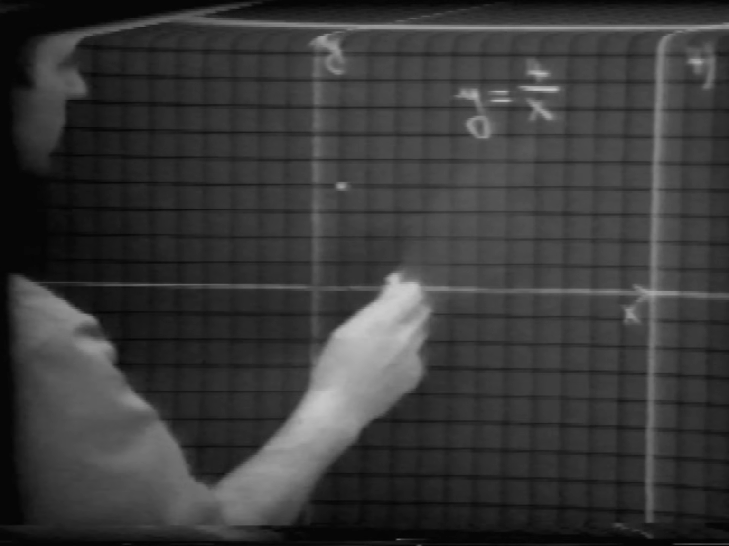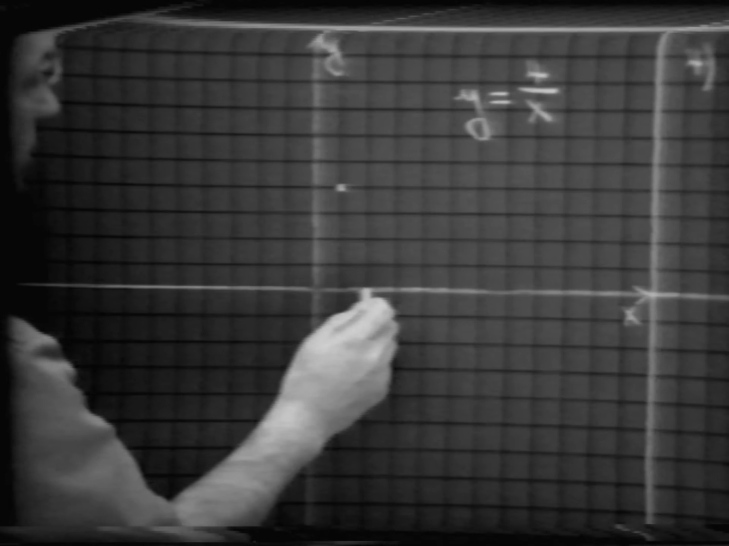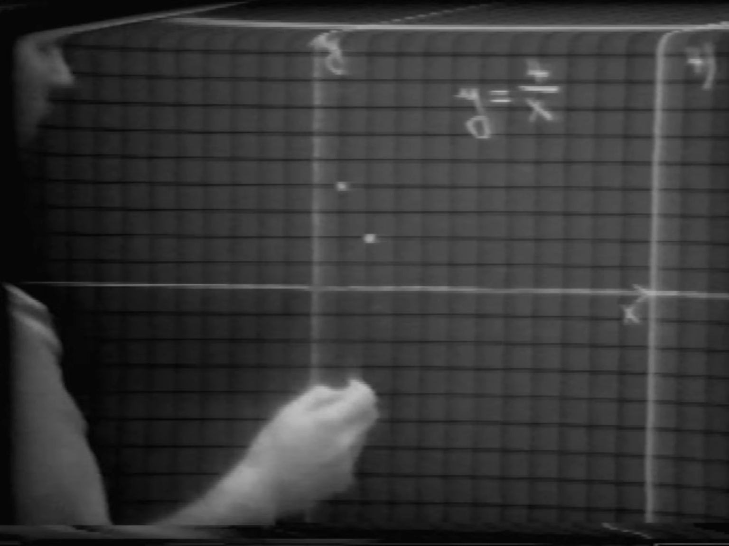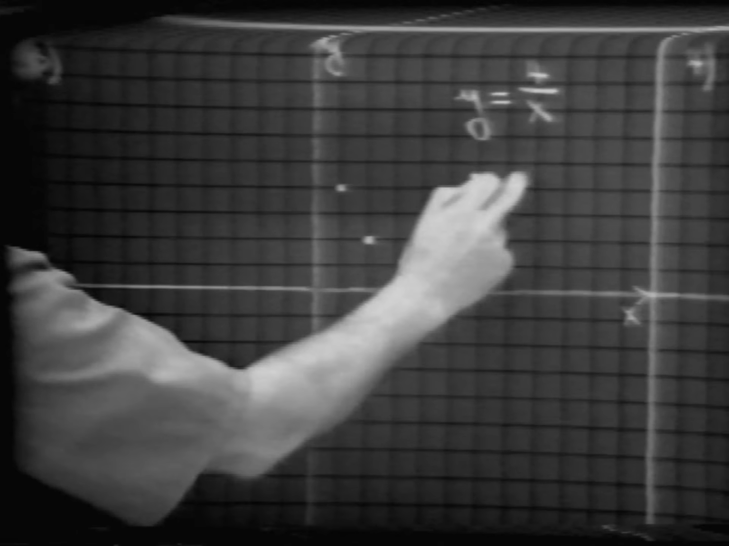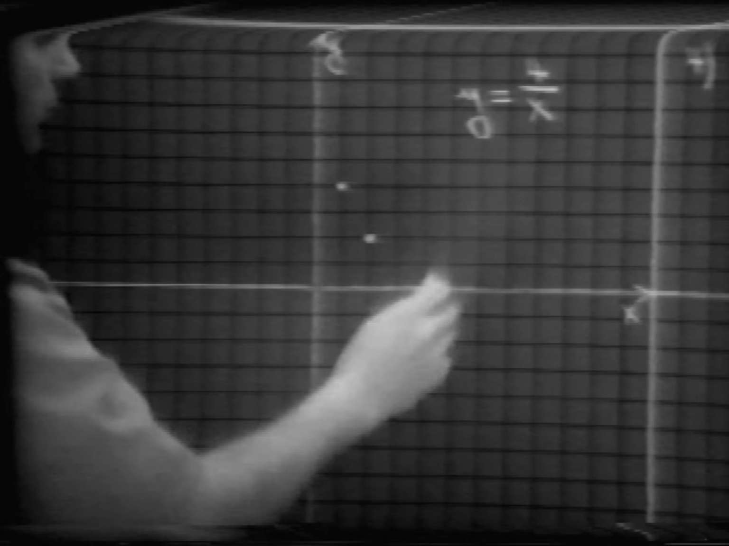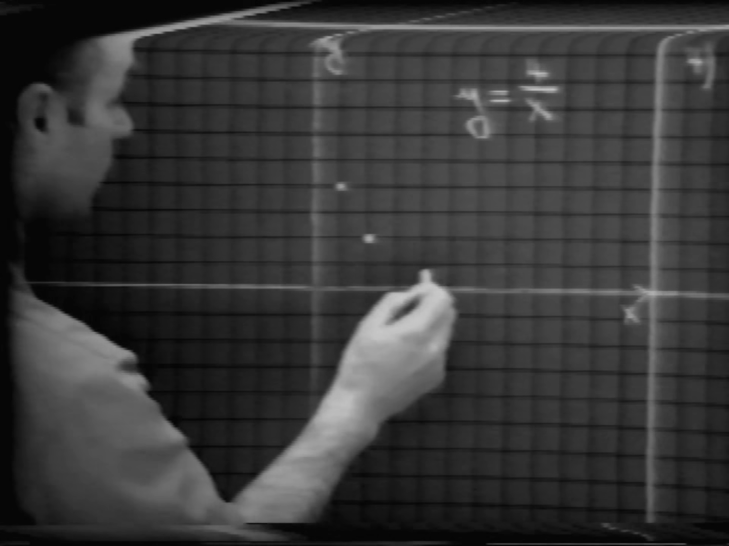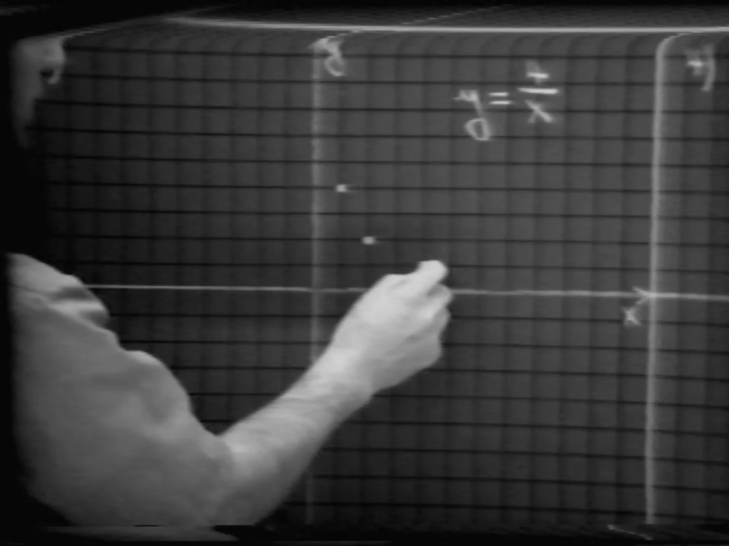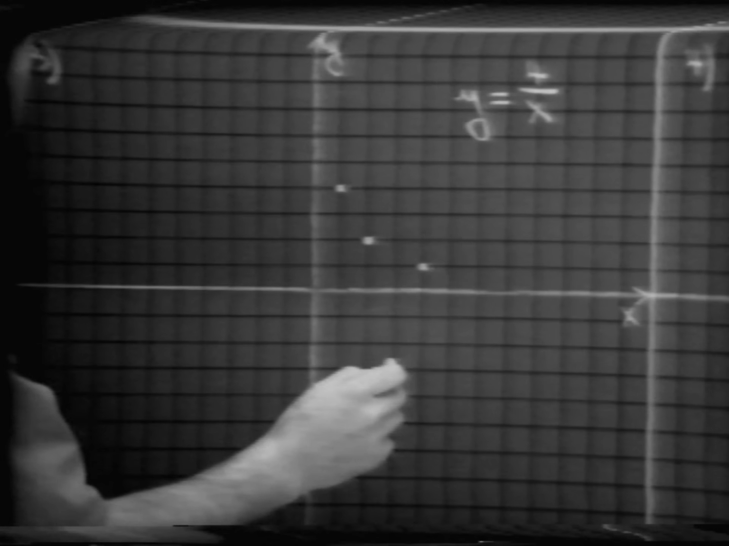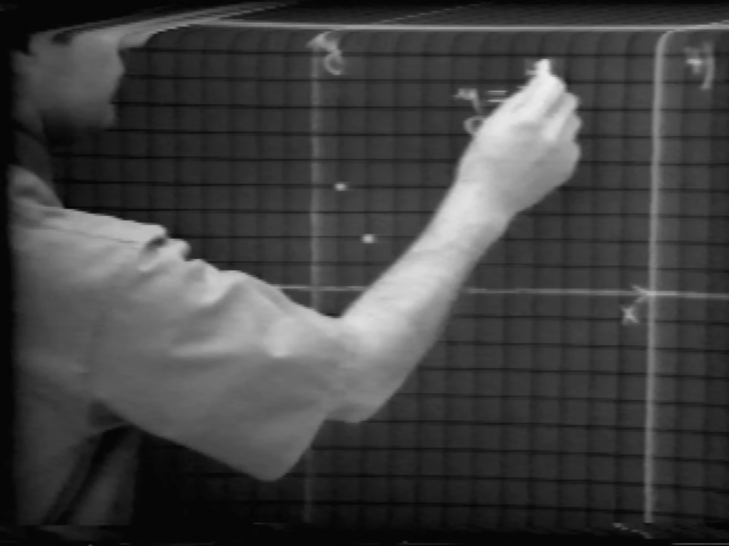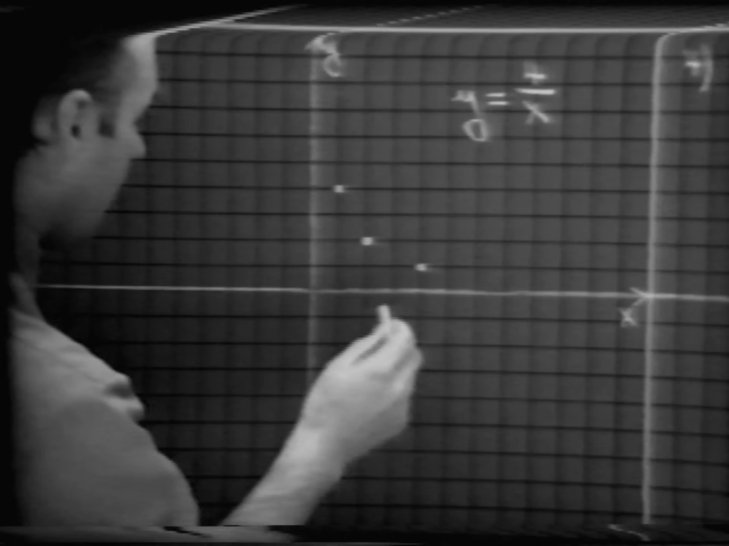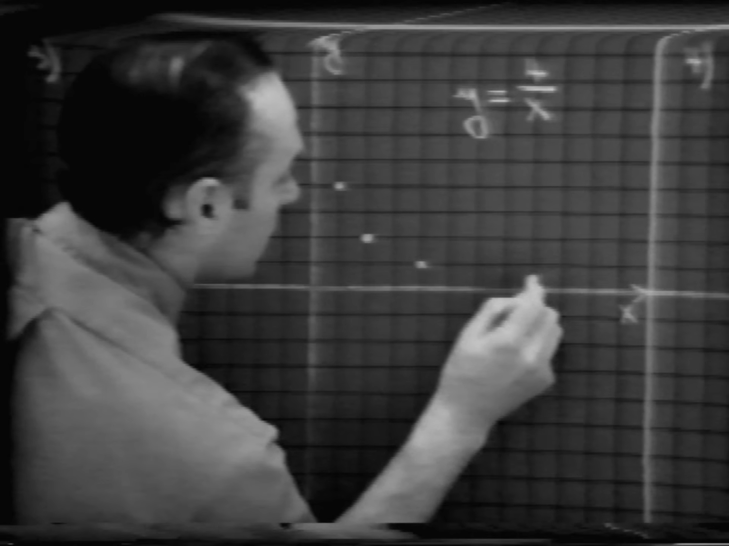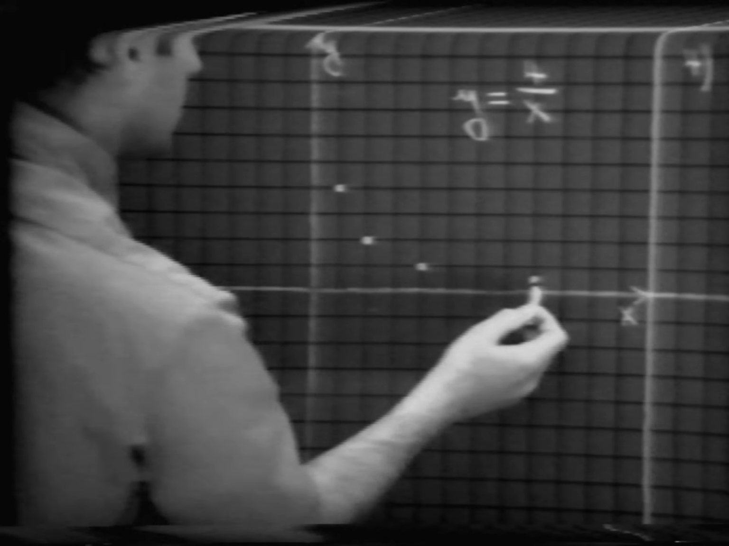Suppose x is 2, and we have 4 over 2 is 2. So the point 2 comma 2 must be on our graph. Now I think we'd better take a few more points. Suppose x is 4. 4 over 4 is 1, so 4 comma 1 is on the graph. Let's take a value of 8. Suppose x is equal to 8. 4 over 8, of course, is 1/2. So 8 comma 1/2 must be on the graph.